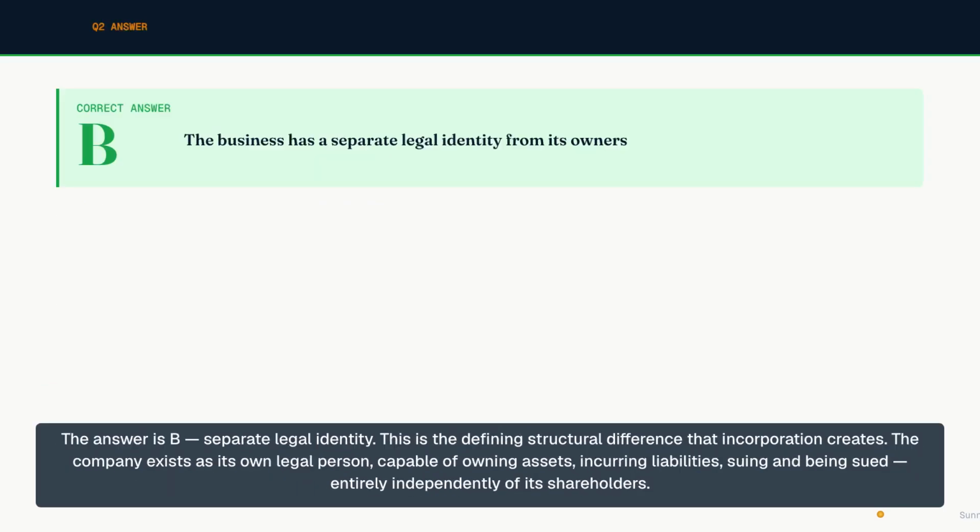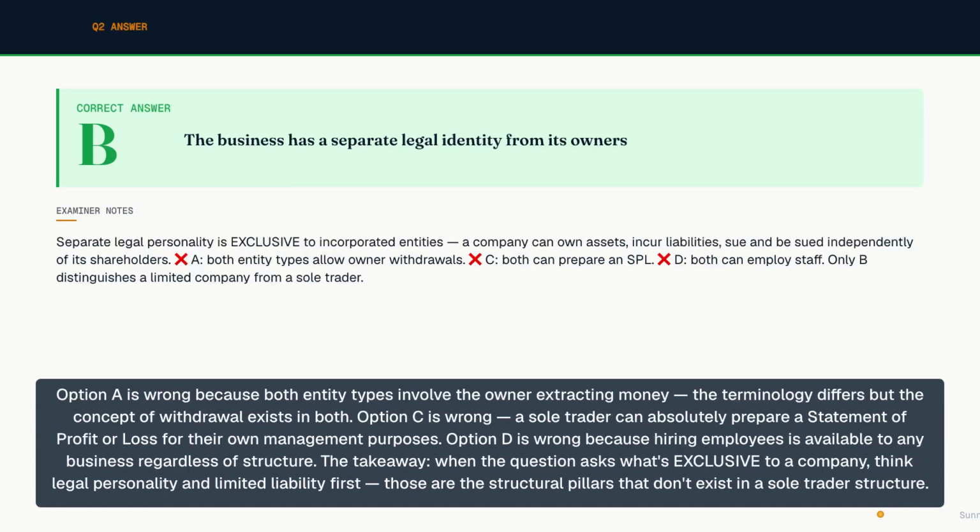The answer is B, separate legal identity. This is the defining structural difference that incorporation creates. The company exists as its own legal person, capable of owning assets, incurring liabilities, suing and being sued, entirely independently of its shareholders. Option A is wrong because both entity types involve the owner extracting money. The terminology differs, but the concept of withdrawal exists in both.